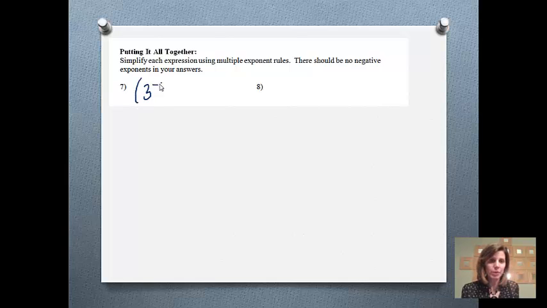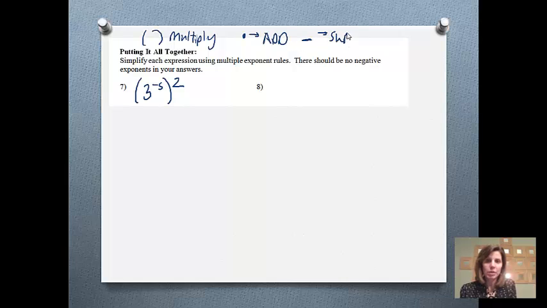All right, so first one, we're going to start out a little bit simple here. If I have 3 to the negative 5, to the second, the first thing we need to do when we have a power to a power is multiply our exponents. When we have parentheses, we will multiply. When we have multiplication, we will add. And when we have division, we will subtract, just to keep that in mind.